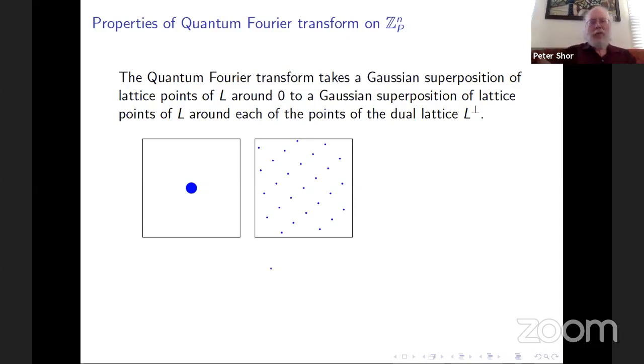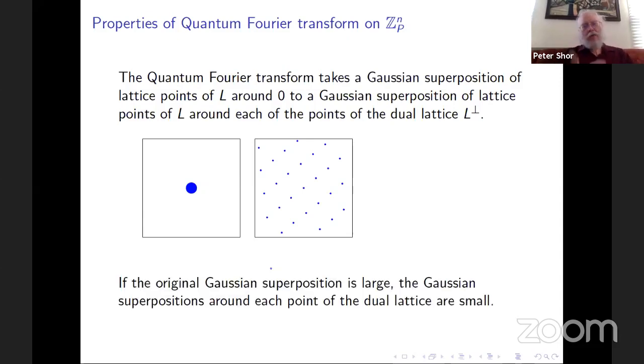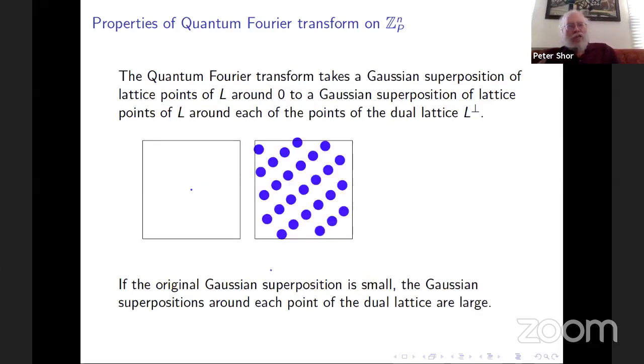So there are lots of lattice points near each point of the dual lattice, and a Gaussian superposition of lattice points around the origin goes to a superposition of Gaussian superpositions of lattice points around each of the points of the dual lattice. And if the original Gaussian superposition has a large standard deviation, then the Gaussian superpositions around each point have small standard deviations, and vice versa. If the original Gaussian superposition has a small standard deviation, the Gaussian superpositions around each point of the dual lattice have large standard deviations.